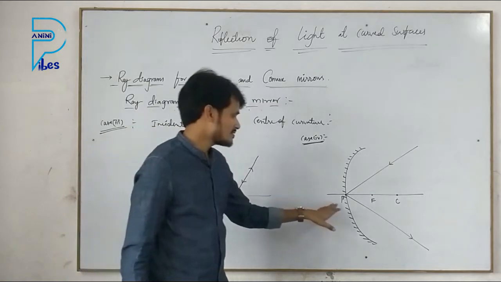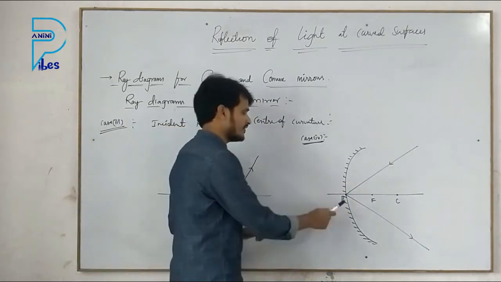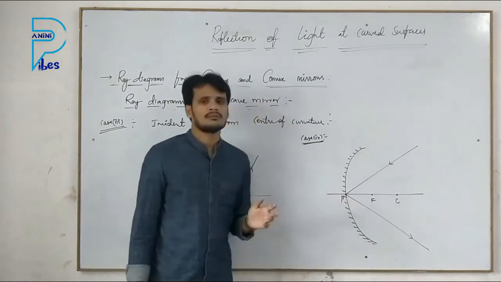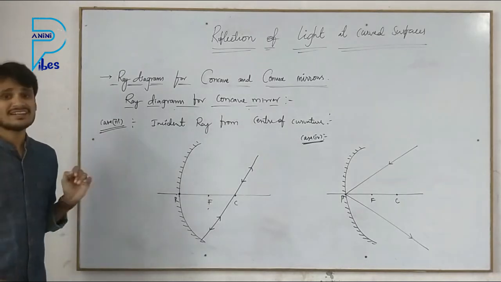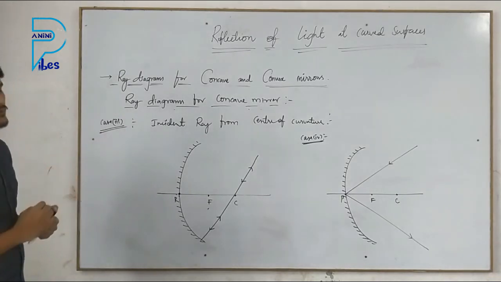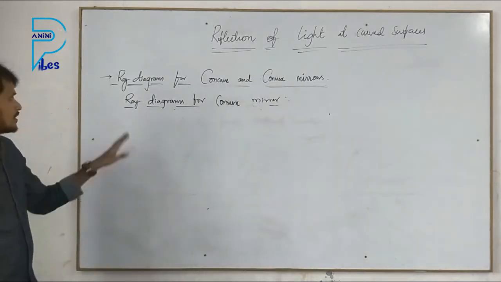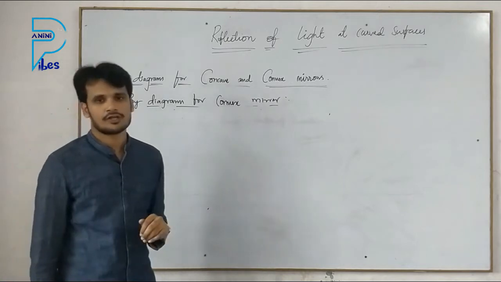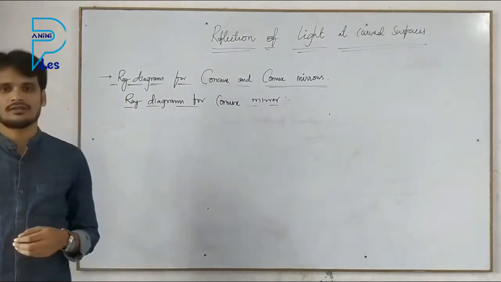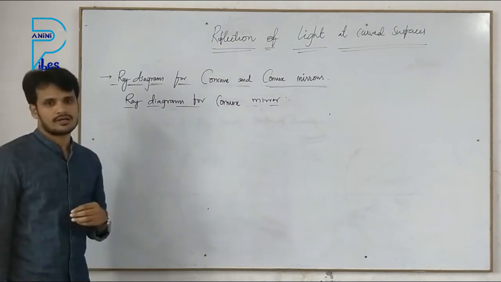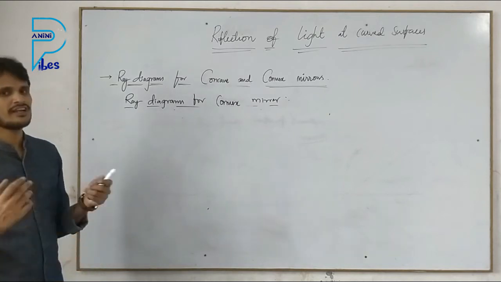And the last case is if the incident ray falls on P, reflection also passes through P only. These are the 4 cases for concave mirror. Let's see what the ray diagrams are for convex mirror. Now ray diagrams for convex mirror. For convex mirror there are 3 ray diagrams. Concave mirror has 4 ray diagrams, convex mirror has 3 ray diagrams.